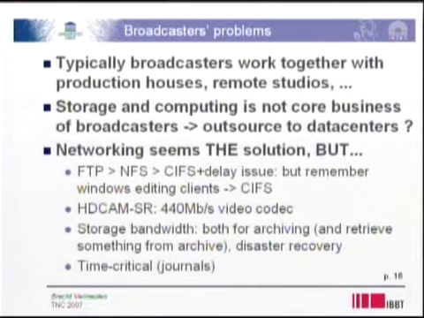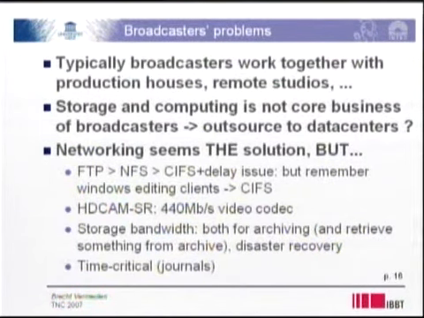We have also the AGCAM SR, so it's 440 megabits per second, which is a lot. So at 1 gigabit per second, you can also only send it at 2 times the real speed, so it's too slow, really. So the broadcaster also needs a lot of storage bandwidth, both for archiving, so they want to archive their video in a fast way to the archive, and also retrieve files from that.